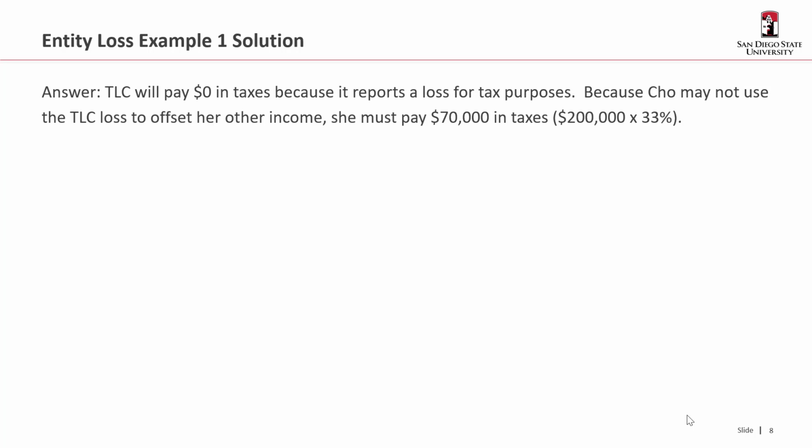Well, TLC as a C corporation generated a loss, so it won't pay anything in taxes. It's brand new, so there's no carryback available. It will be able to carry it forward, but in year one, it pays no tax. Because Cho cannot use any of that TLC loss to offset her other income, she pays $70,000 in taxes, which is her husband's $200,000 salary times, that should read 35%, not 33%. Right up here should be 35.